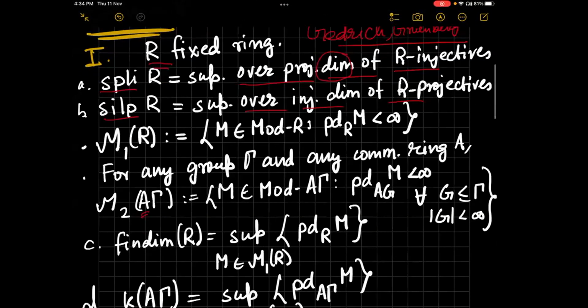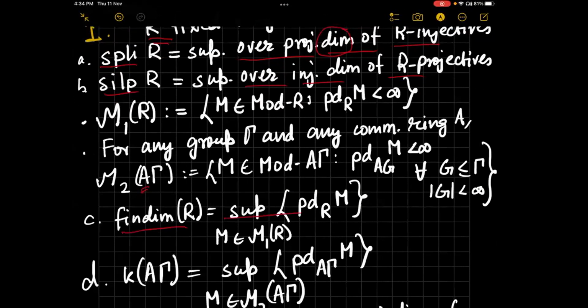And then I'm going to define the finitistic dimension, but of course, Sutomu has defined that already in his talk. So the finitistic dimension over any ring is going to be the supremum over the projective dimension of those modules which have finite projective dimension. I used M1R to save space like this.